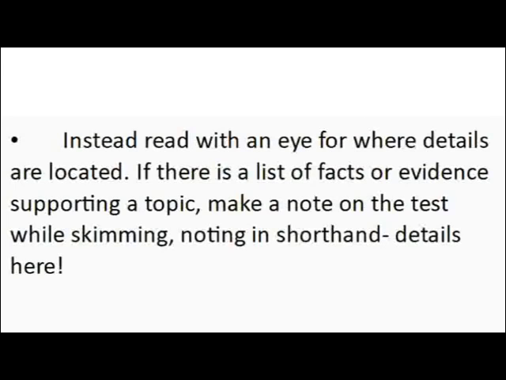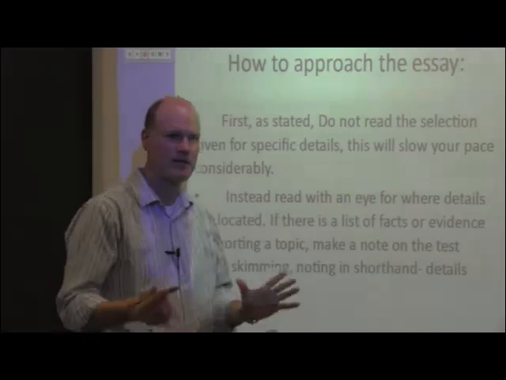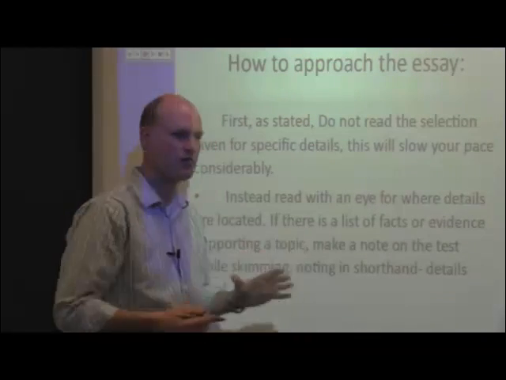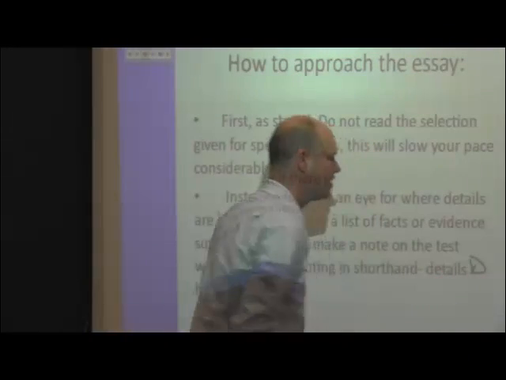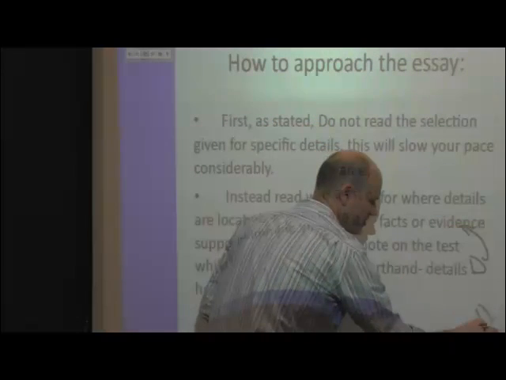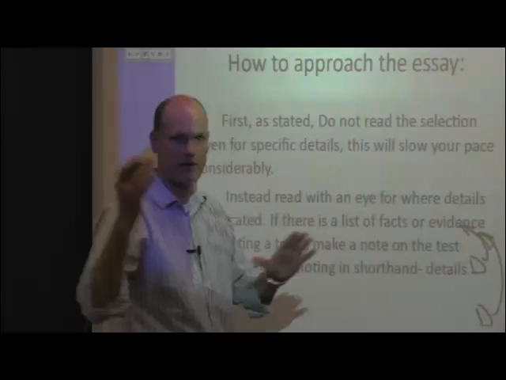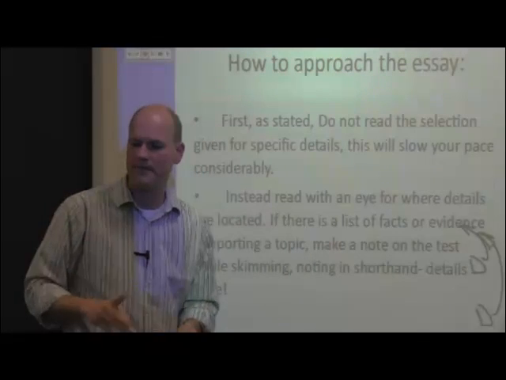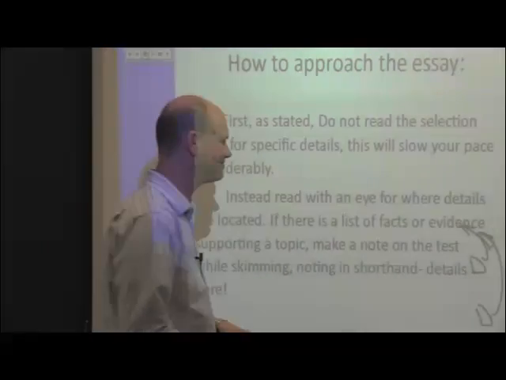You want to read with an eye for where details are located. If there's a list of facts or evidence supporting a topic, make a note on the test while skimming, noting in shorthand, details here. So at this point, if it had a big list of little details that were supporting something, I might put a D for details, and then I could say, well, it's supporting that. And then down here, if there's another detail that's supporting that. And I'm just skimming through quickly, making little shorthand notes for myself.